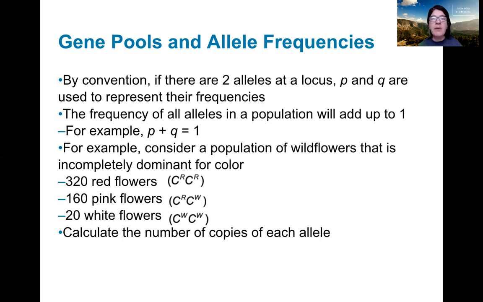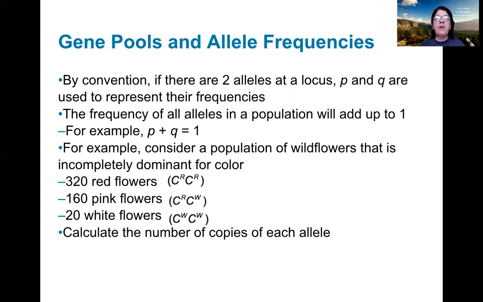Okay, and P plus Q equals 1. And right away, I want you to notice that when we say frequency, we don't mean percentage, we mean frequency. So that's a decimal number. Okay, so when you add them up, they should add up to 1. If it would be a percentage, they should add up to 100%, right? Because we only have 2 alleles.